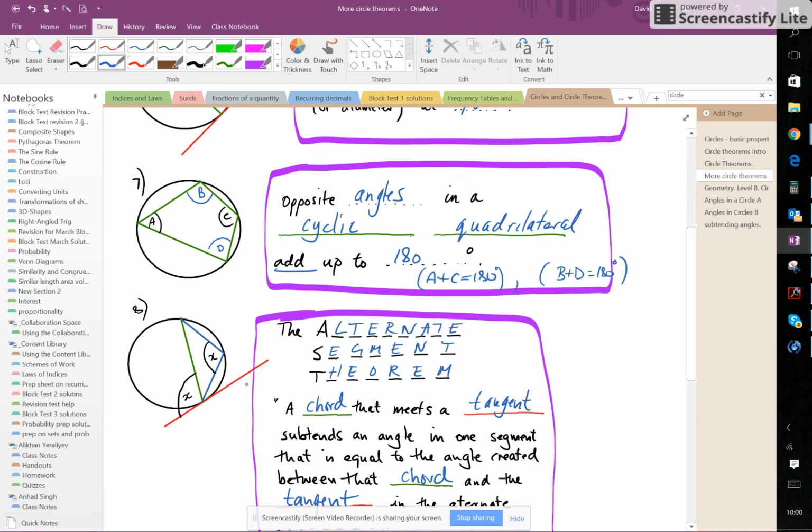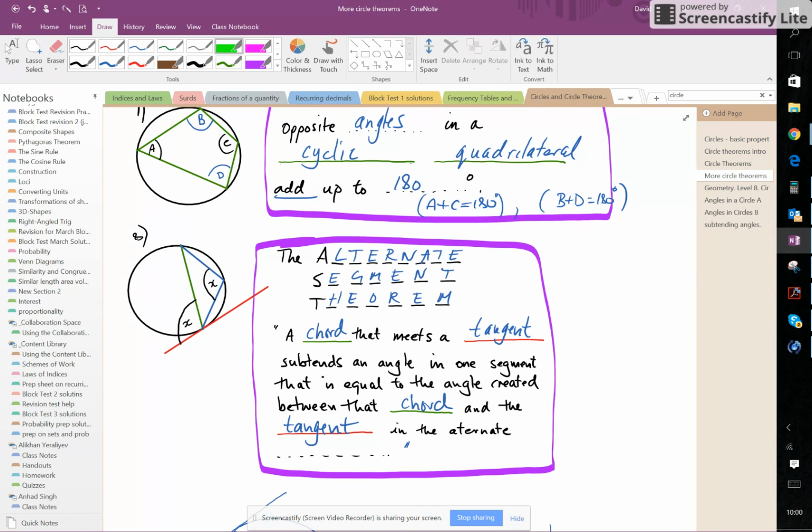Important thing is, if you see a tangent and it meets a chord, you should really be thinking about alternate segment theorem. Okay? So, in particular, a chord that meets a tangent should spring into your mind the alternate segment theorem. Chord meets tangent. If the chord subtends an angle, then it's equal to the angle between the same chord and tangent, but in the alternate segment. Hence, alternate segment theorem. Now these all can be proved, but I'm not going to do that in this video. We are going to look at some questions next.